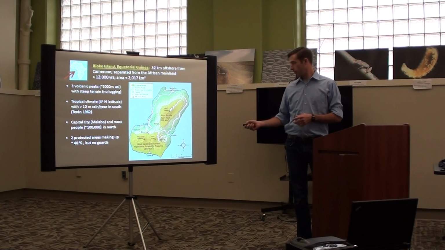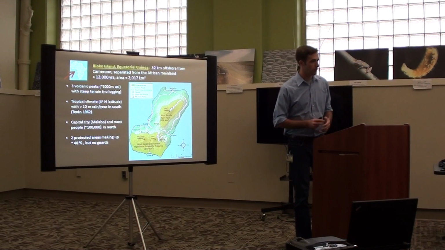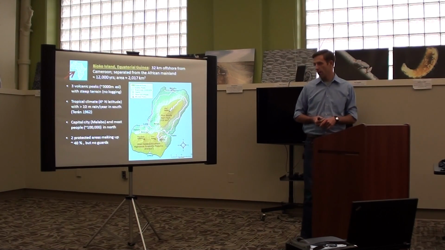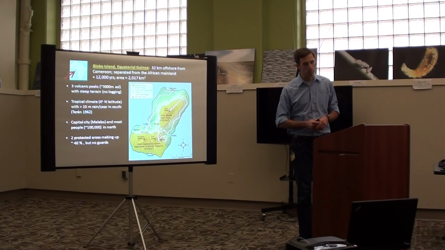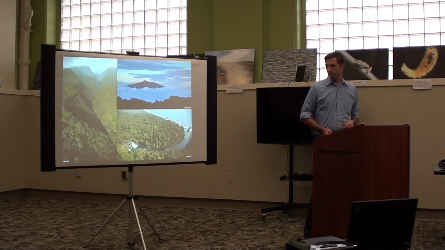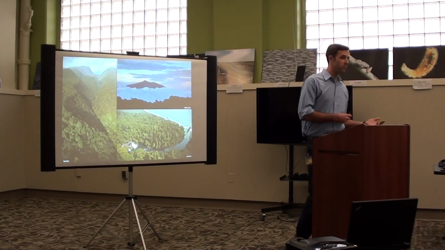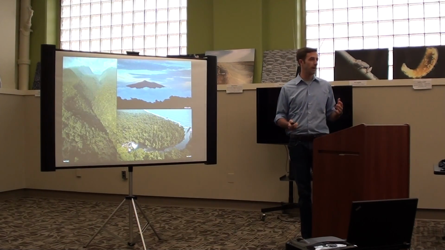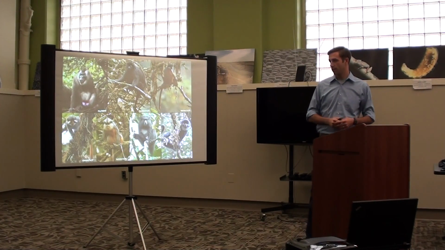The capital city up here in the north has approximately 100,000 people, but it's a developing country, so the census isn't very good. And then there's these protected areas, which you should just remember, making up about 40% of the island, but there's no guards. So I go there, I see it, wow, it's just like New Zealand, lots of forests, lots of cool mountains, good stuff. They've got these beautiful monkeys, which I'm going to be talking a lot about today.